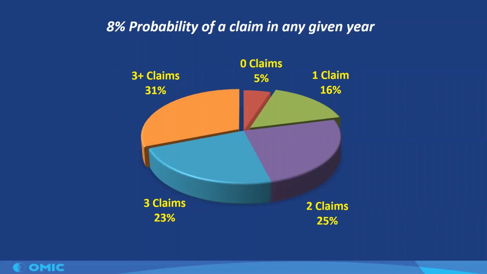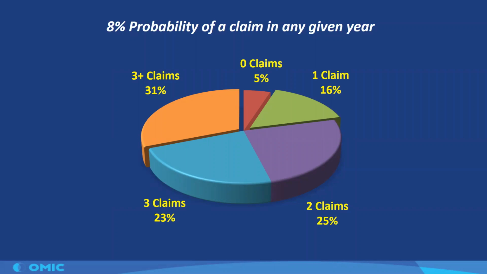How probable is the event of a claim in your physician practice? Well, overall, in the population of all physicians, approximately 8% will be involved in a claim in any given year. Looking at ophthalmology specifically, you can see from the pie chart that 16% of ophthalmologists will experience one claim in their career, and that is a 30-year timeline of a practice. And on the other end, 3 or more claims will be experienced by 31% of ophthalmologists.